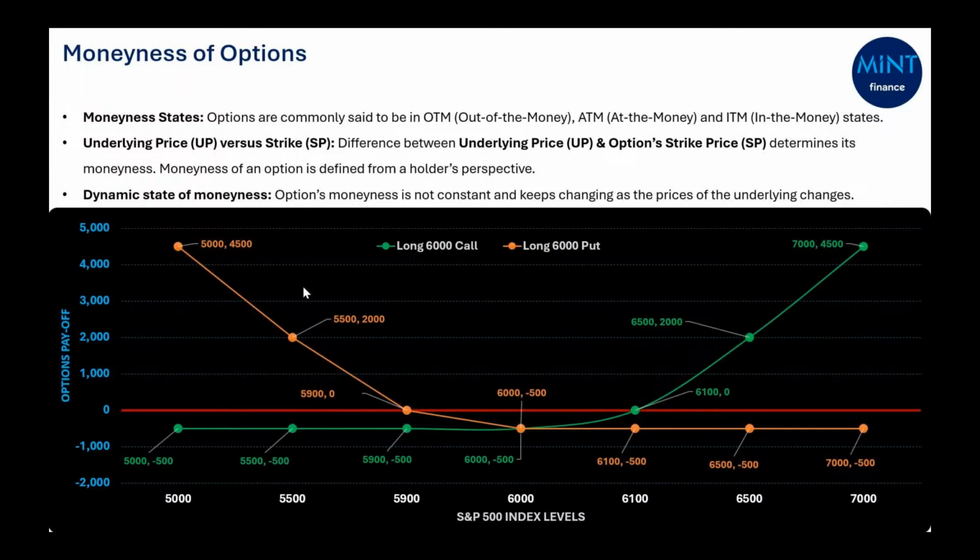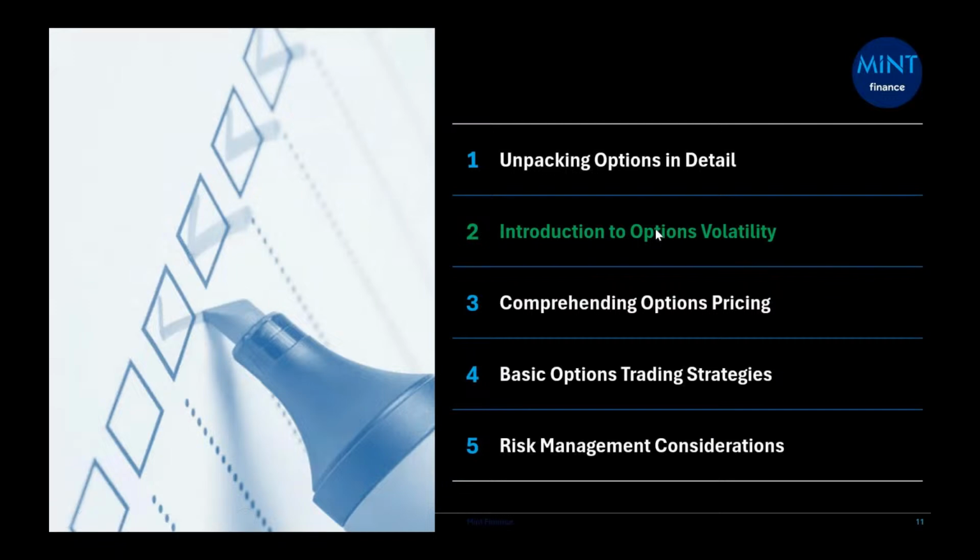So a given option on its own, it's only relative to the underlying that you can determine if it's in the money or not. As I mentioned earlier, the underlying price versus the strike price, the distance between the two, and given the nature of the option, if it's a call or a put, determines if the option is in the money, out of the money, or at the money. I hope that clarifies. So that will take us to the second section, which is Introduction to Options Volatility. Pranay, you want to take over from me?